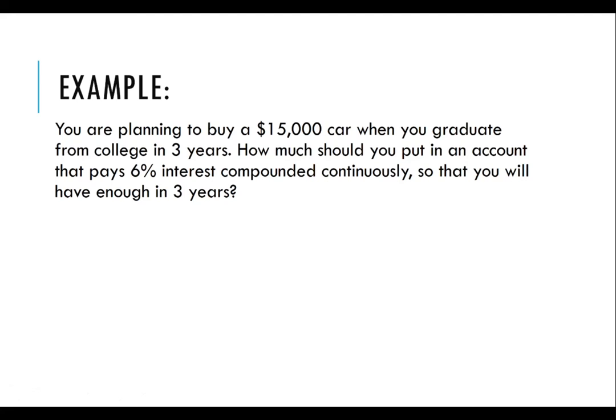You're planning to buy a $15,000 car when you graduate from college in 3 years. How much should you put in an account that pays 6% interest compounded continuously so that you will have enough in 3 years? So we know that the amount that we need is $15,000. The time that it needs to be in there is 3 years. It pays 6% interest, so R is equal to 0.06. Compounded continuously means we use the compounded continuously formula, and T is 3.